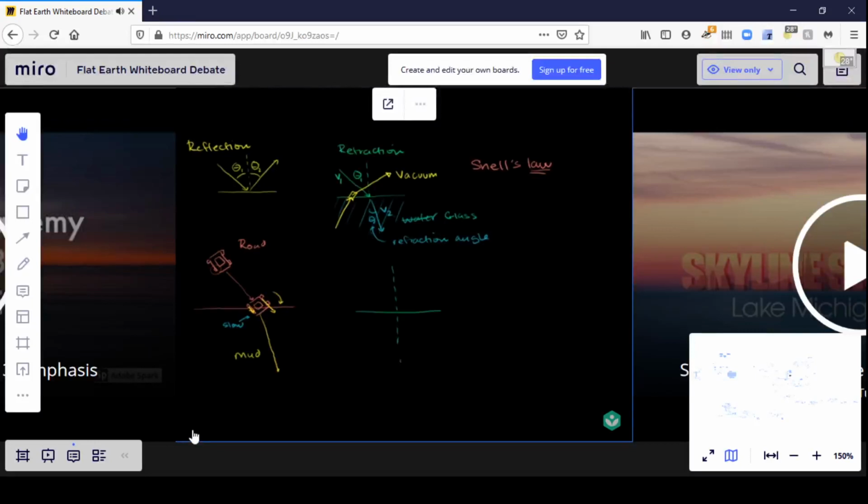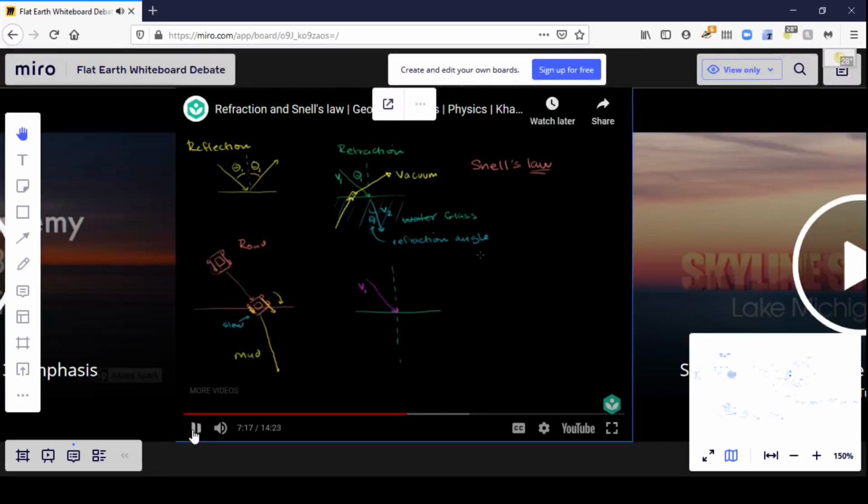And so I have our incident ray. So in the vacuum, it's traveling at v1, and in the case of a vacuum, it's actually going at the speed of light, or speed of light in a vacuum, which is c, or 300,000 kilometers per second, or 300 million meters per second. Let me write that. Or 186,000 miles per second.